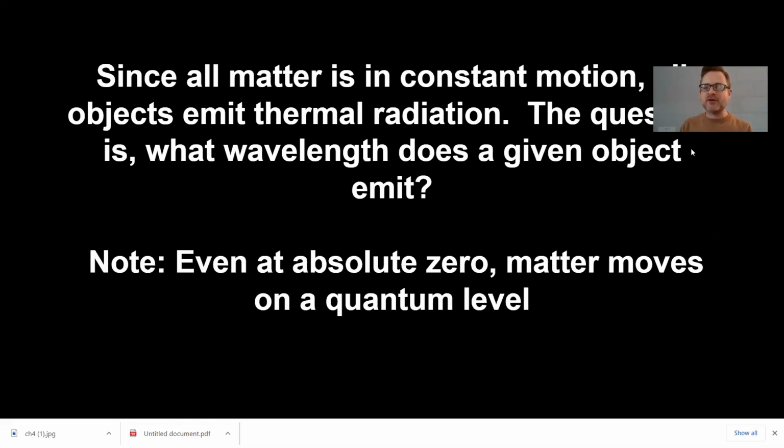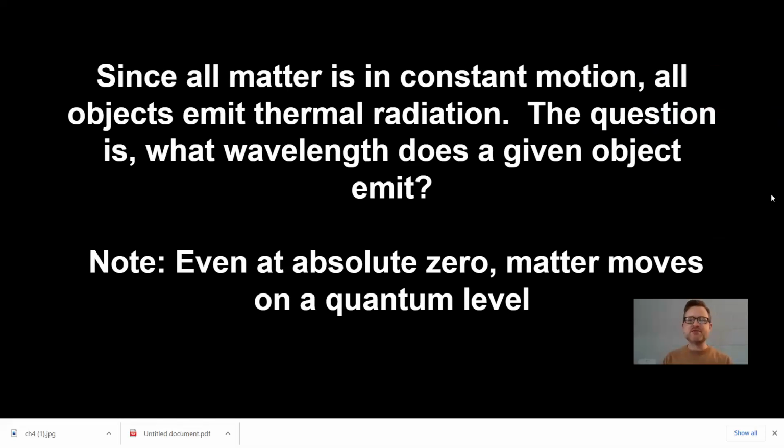Okay, so I'm going to move my face so you can see this whole slide. This is something I want to read to you word for word, because this gets into a fundamental property of matter and things in space. Let me first just read this to you. Since all matter is in constant motion, all objects emit thermal radiation. The question is, what wavelength does a given object emit?